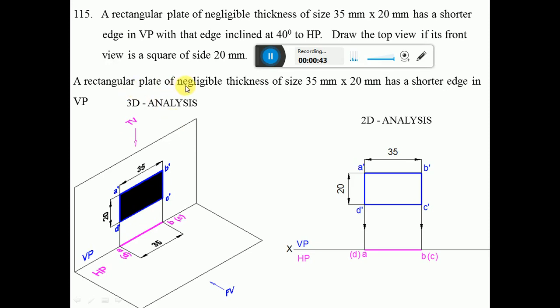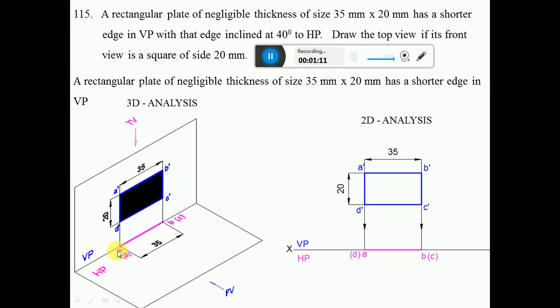So we can see that one of the shorter edges, that is the shorter edges A dash D dash and B dash C dash, both are perpendicular to VP. So when you look from the top view, the image will fall on the horizontal plane. Since it is parallel to HP, you can see that AB, BC, CD and DA are all parallel to HP.